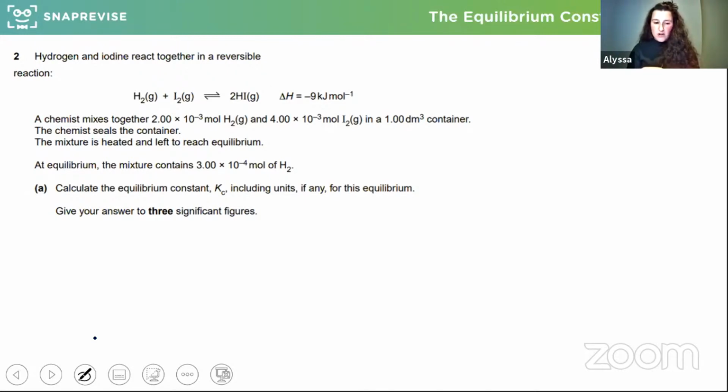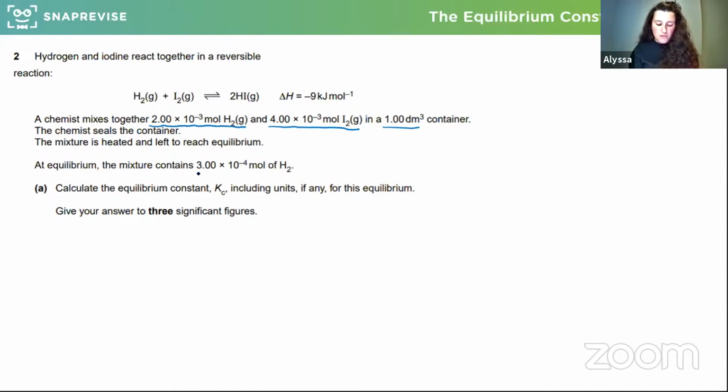So let's have a go at this exam question. They're written a little bit horribly. You have to find the information first. So it says hydrogen and iodine react together in a reversible reaction as given. The chemist mixes together 2 × 10⁻³ moles of hydrogen and 4 × 10⁻³ moles of iodine in a 1 decimeter cubed container. The chemist seals the container and the mixture is heated and left to reach equilibrium.